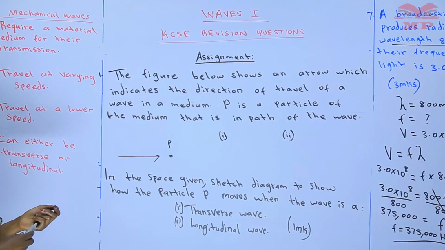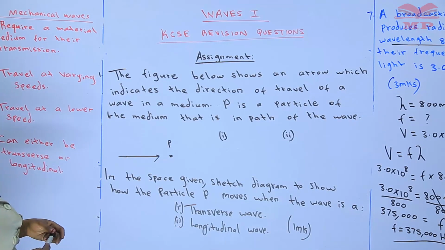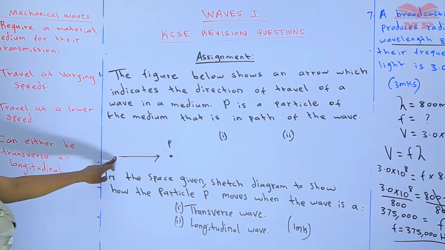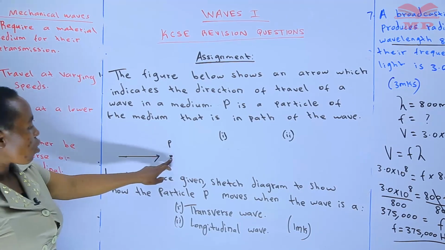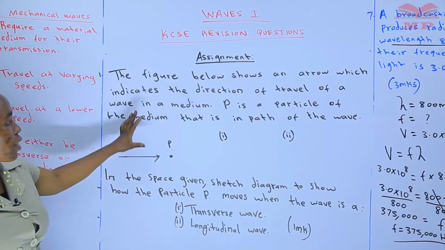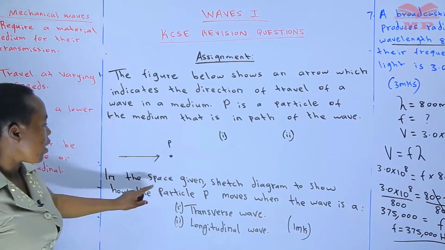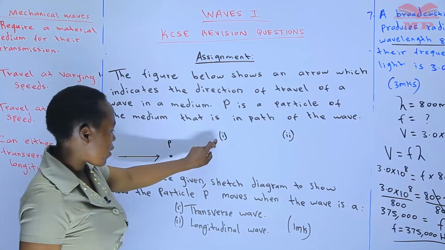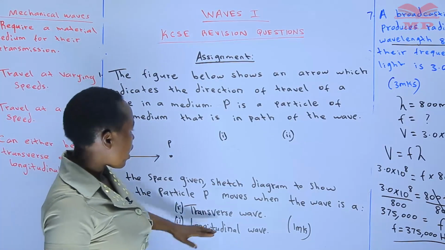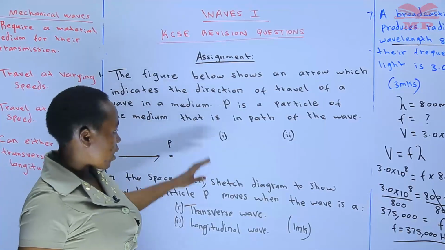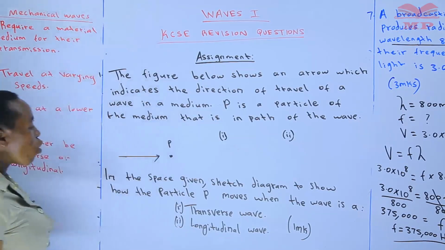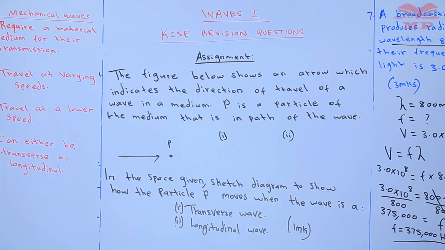The figure below shows an arrow which indicates the direction of travel of a wave in a medium. P is a particle of the medium that is in the path of the wave. So here we have the arrow indicating the direction of travel of a wave. This is the particle. In the space that you have been given, that is after you write the question, sketch a diagram to show how the particle P moves when the wave is a transverse wave. So you sketch here for the transverse, and Roman 2 for the longitudinal wave. And this you can get clearly from where we were defining the transverse and the longitudinal waves. That's question 1.